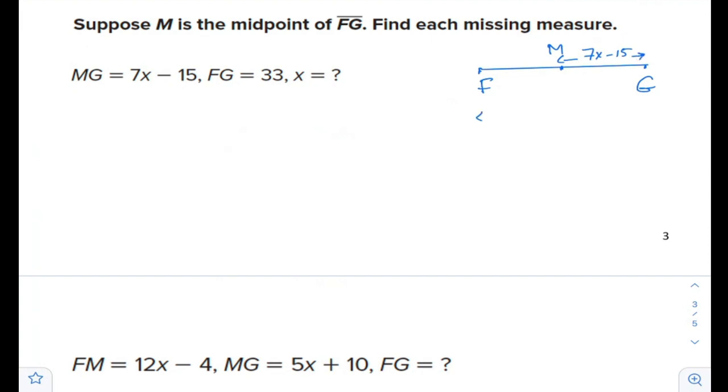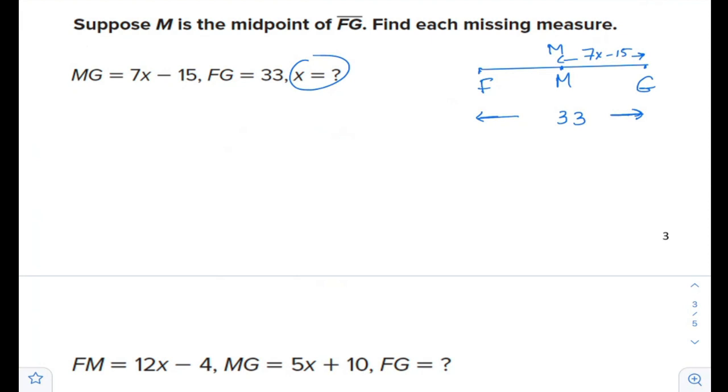We have FG from F to G is 33. You are asked to find X. Now, it's better for you to do it this way because sometimes if you don't sketch you will miss between midpoints and endpoints. It is better to draw and put the known things on the figure. So MG, the distance from the midpoint to G, is known. This is M.